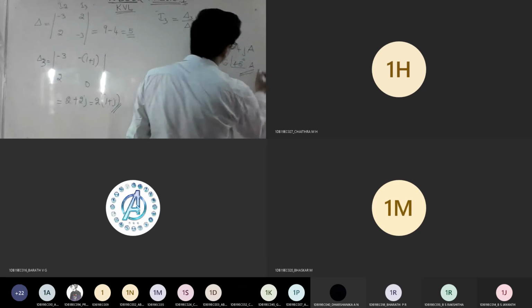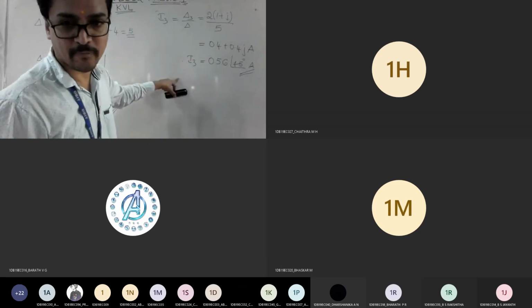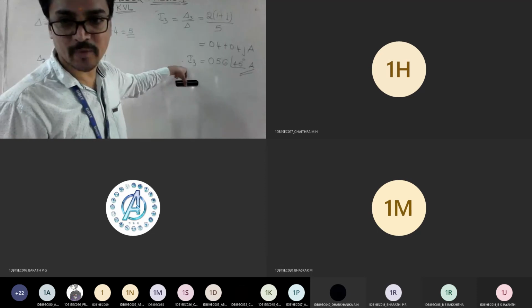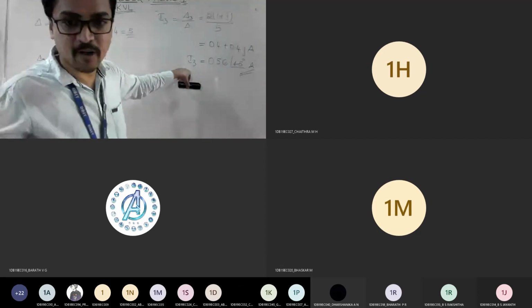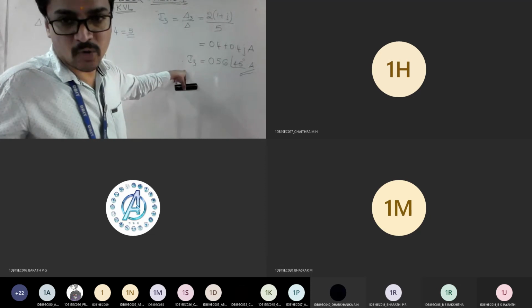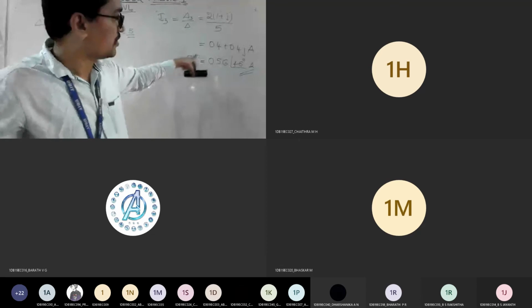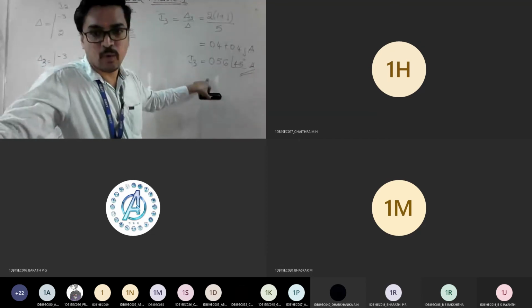See, always try to keep the answer in polar form. Because I told in the previous problem, right? Everything in the question by default will be given in terms of polar form, angle along with voltage as well as current. So whether it is voltage or current, try to keep it in polar form, not rectangular form.